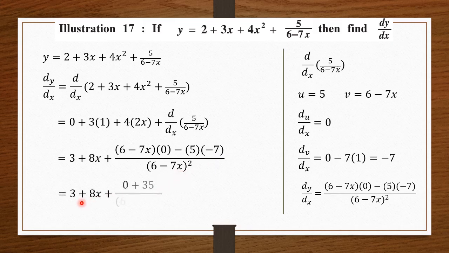So next step will be 3 plus 8x plus (6 minus 7x into 0 is 0, and negative negative makes it positive, and 5 7s are 35). Division will be as it is. So in the last step, 3 plus 8x plus 35 divided by (6 minus 7x) the whole square. This will be your final answer. So this kind of questions could be asked. You have to solve those separate working rules separately and then put them into our regular question.